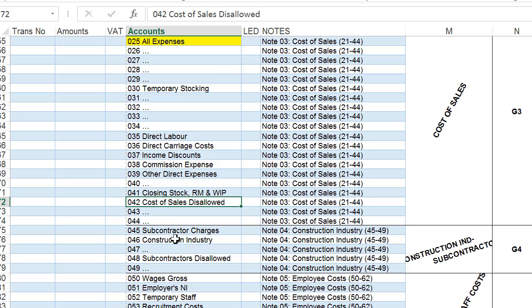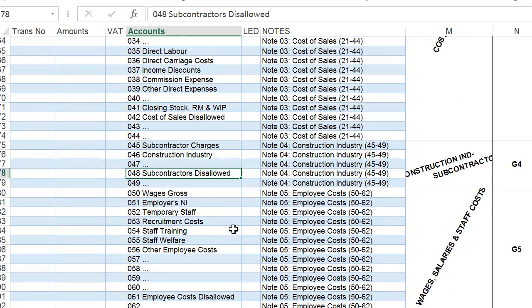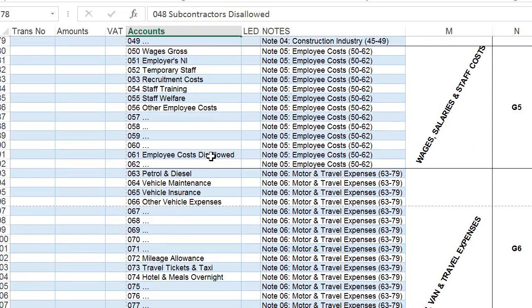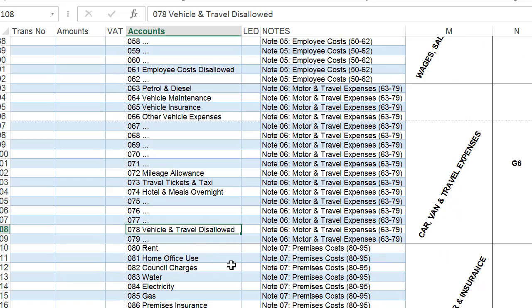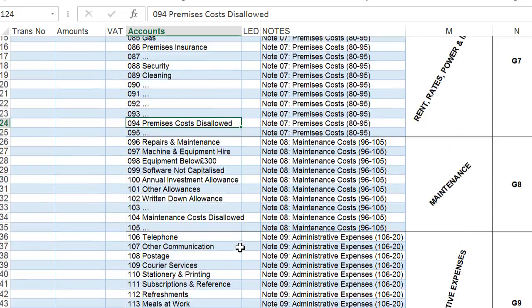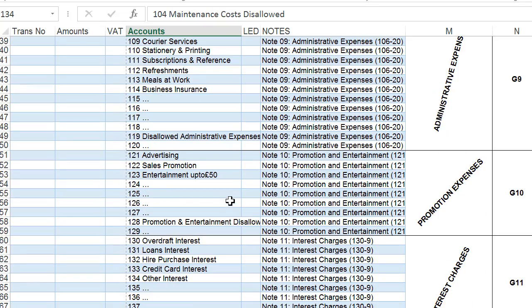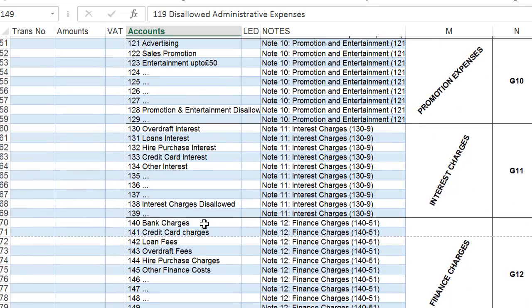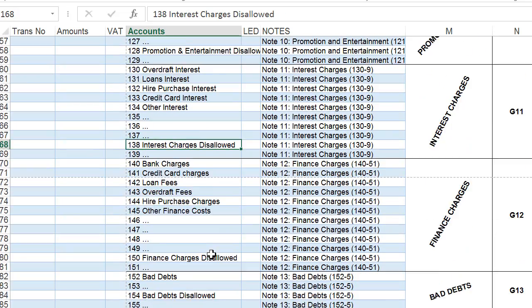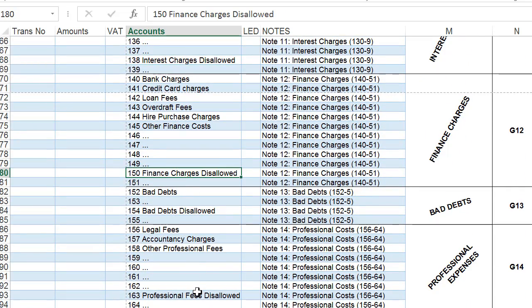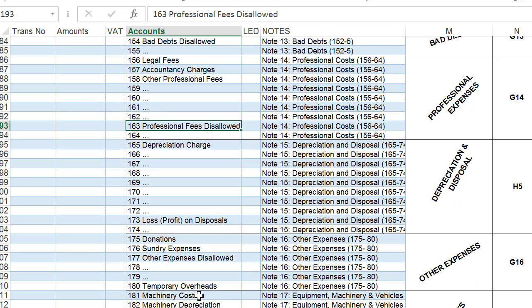You can record disallowed expenses, and on the tax return, they are exposed and added back for tax purposes. So we've got 48 for subcontractors disallowed, we've got 61, we have got 78, we've got 94, we've got 104, we got 119, we have 138, we have 150, we got 163, and then we got 177. That is for a business whose turnover is above 82,000.